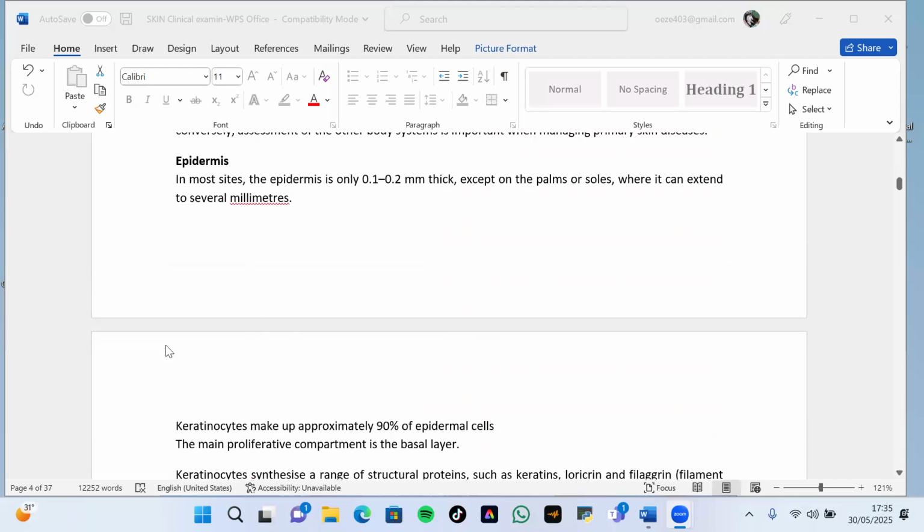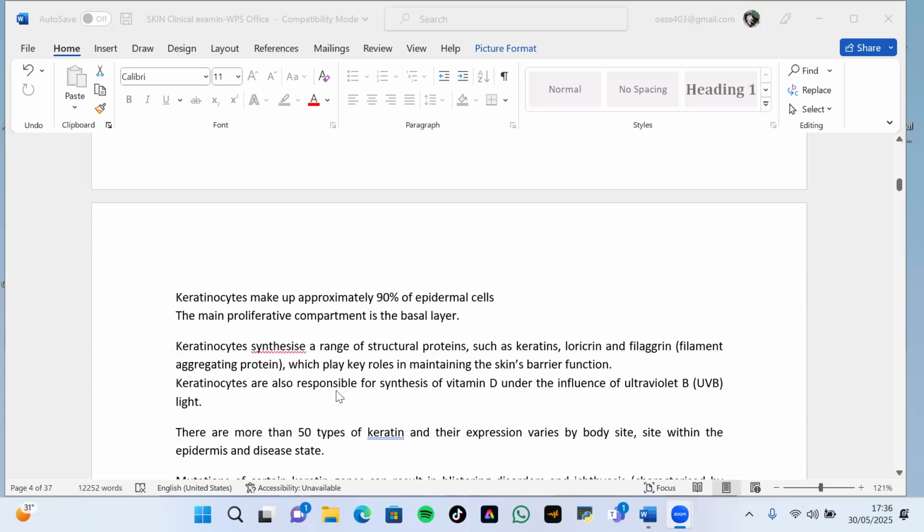So the epidermis has lots of keratinocytes. These are cells made of the keratin, and it makes up about 90% of the epidermal cells. It has a layer known as the proliferative compartment of the epidermis, and its major function is to continue to proliferate so that there will be replacement. The main proliferative compartment is the basal layer.